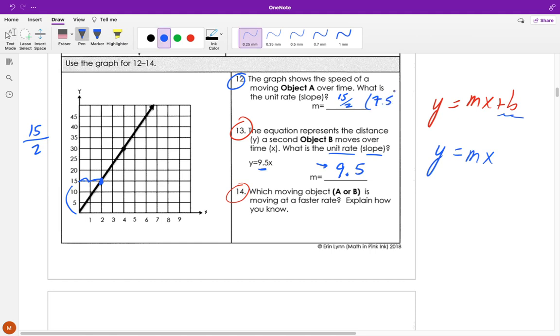All right, so now which one is moving faster? Well, 9.5 is greater than 7.5, so this would actually be a lot steeper, not a lot, but it would be steeper as a graph, meaning it's moving at a faster rate. So for this one, object B is moving faster because it has a slope that is greater than the slope of object A.